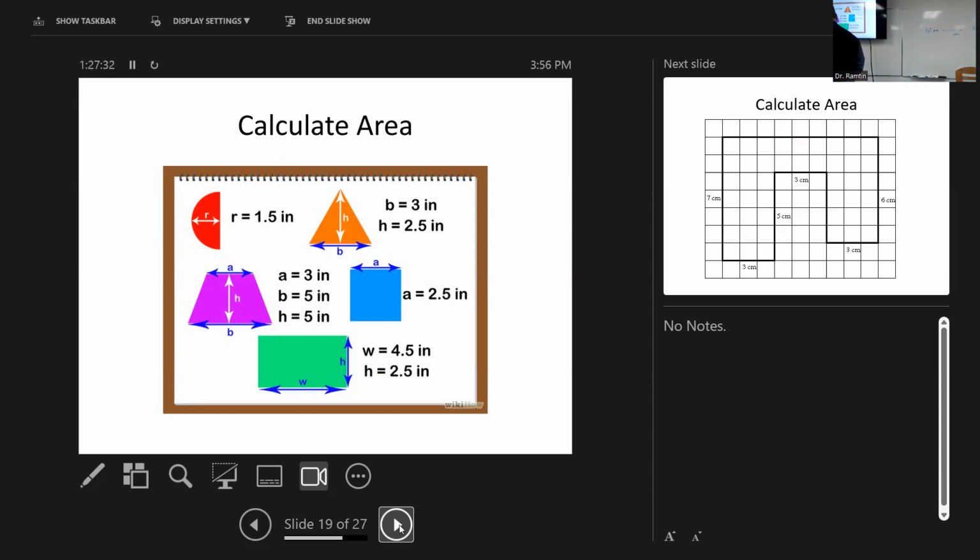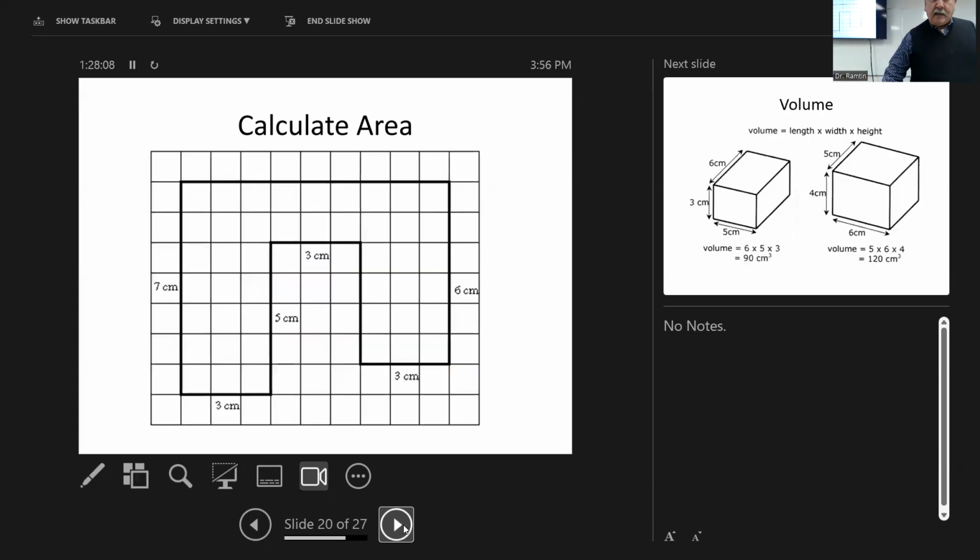If you have a circle, the area is pi r squared. For a semicircle, pi times the square of the radius gives you the area of the whole circle, then you have to divide it by 2. Same thing. You know, these are just some examples with numbers.